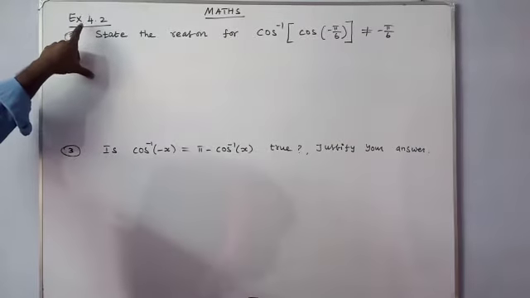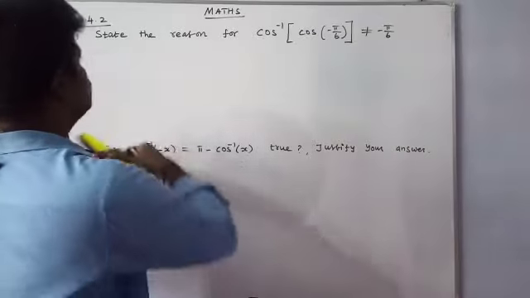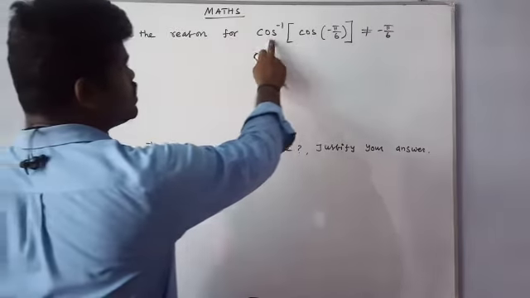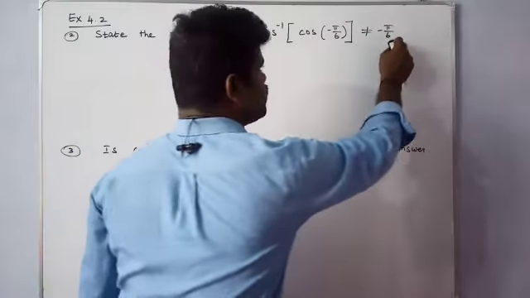Okay, today we have to discuss exercise 4.2. State the reason, question number 2. State the reason for cos inverse of minus pi by 6 not equal to minus pi by 6.